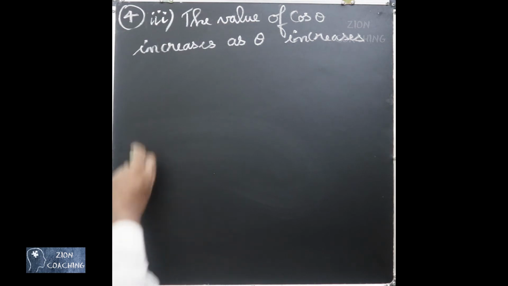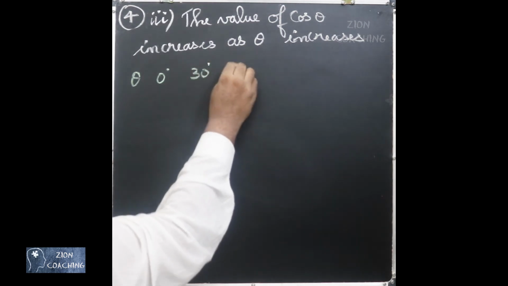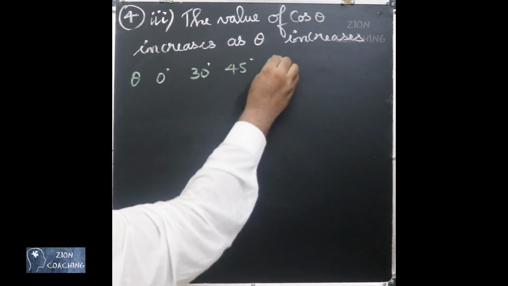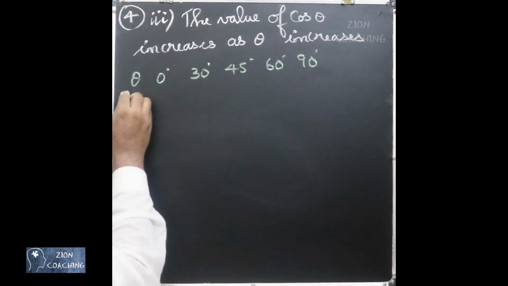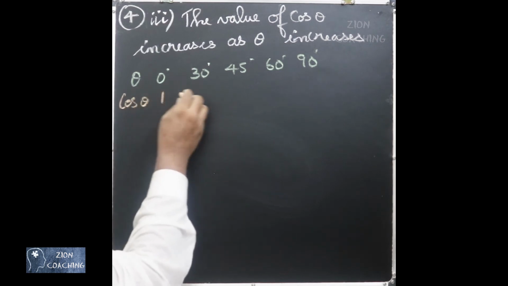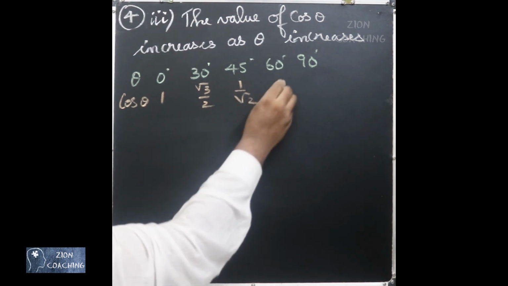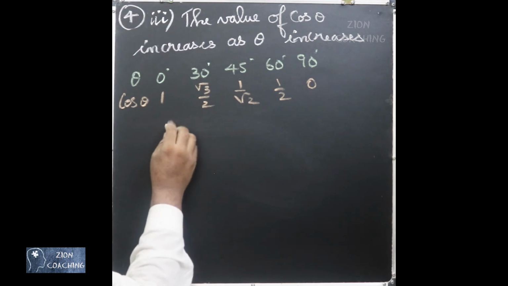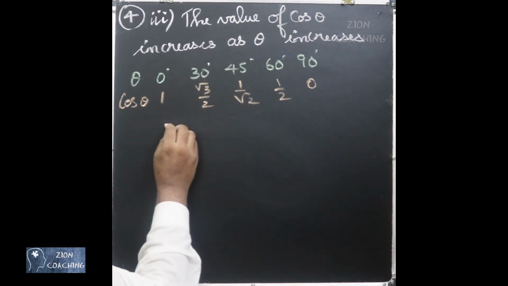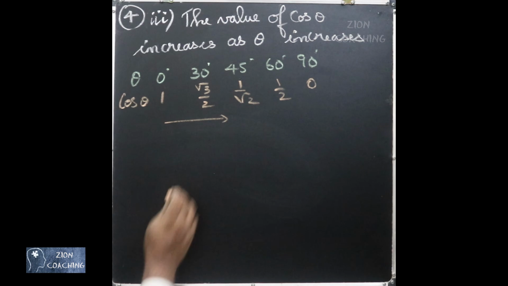Now the given statement is, the value of cos theta increases as theta increases. We are going to write the angles: 0 degree, 30 degree, 45 degree, 60 degree, 90 degree. Your cos theta values are going to be 1, then root 3 by 2, 1 by root 2, 1 by 2, then 0. Now you can see, as theta is increasing, the value of cos theta is slowly decreasing from 1 to 0.